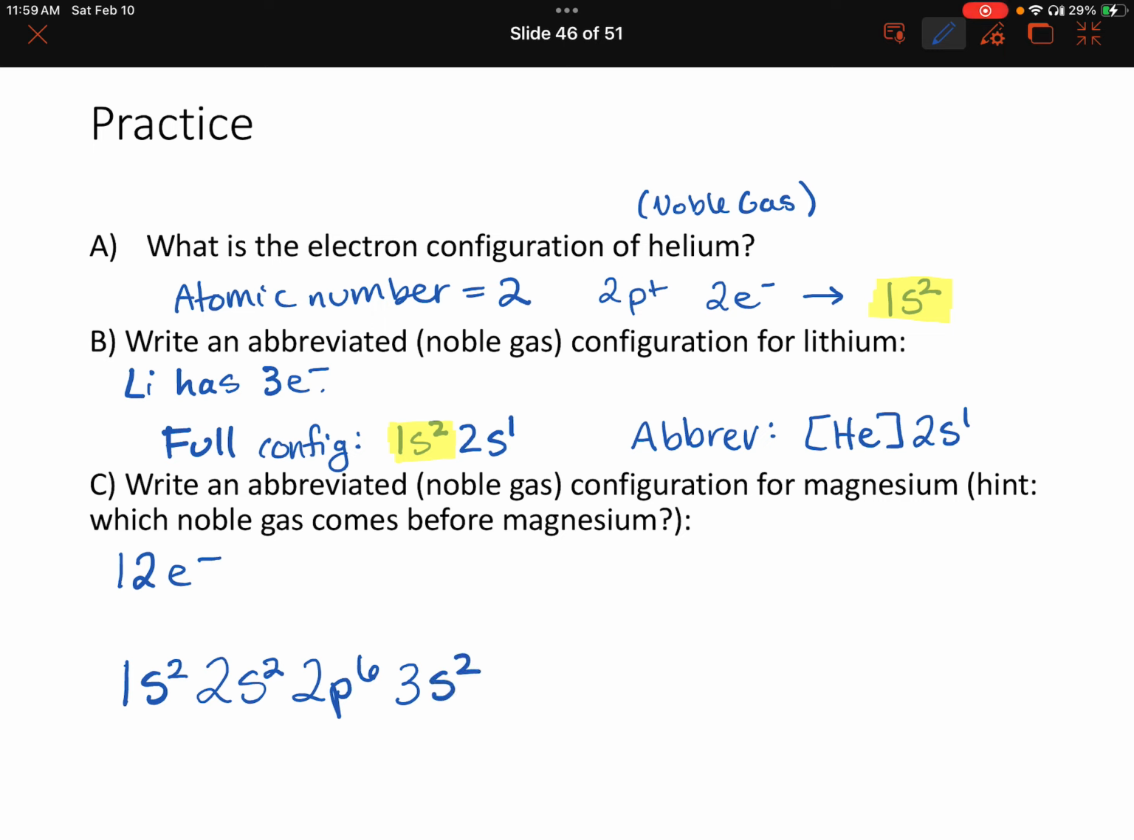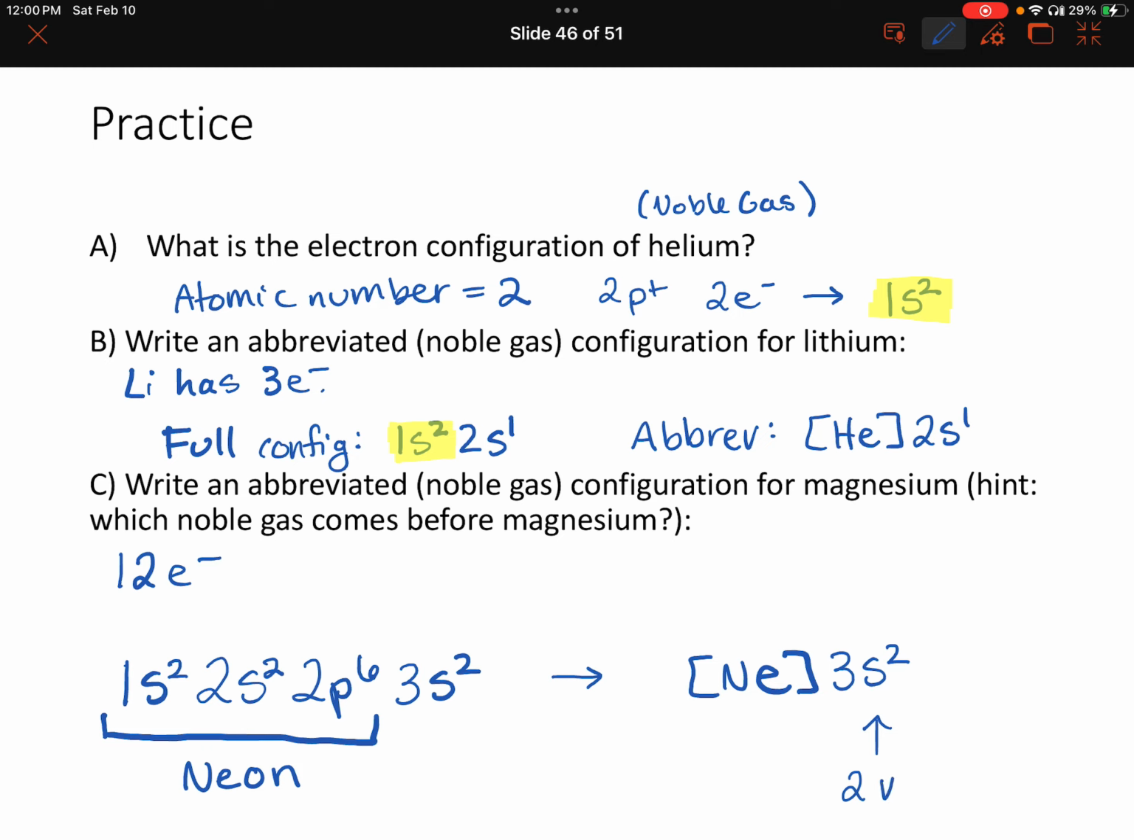Now, the noble gas that comes before magnesium is actually neon. And remember, neon's electron configuration is 1s2, 2s2, 2p6. So we can rewrite this as neon in brackets followed by 3s2. So this tells us that magnesium has 2 valence electrons.